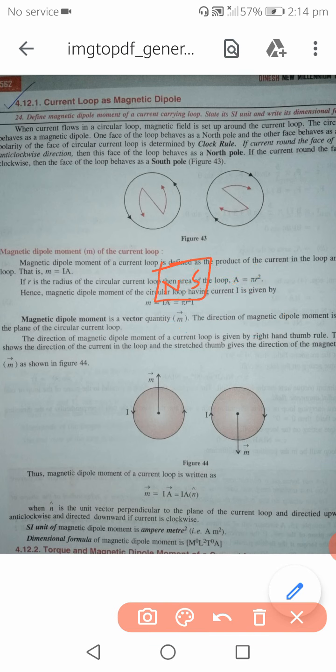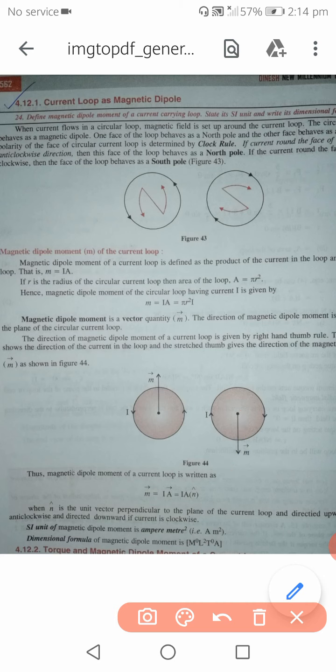So for this kind of loop, the south pole is below and the north pole is up, so the magnetic moment will be from down to up. Here it is drawn, the magnetic moment, because this direction and this direction are the same. Then for this other kind of loop, this is the direction of current, so here the magnetic moment will go from south to north. The south is the upper surface and the north is the lower surface, so it goes like this.